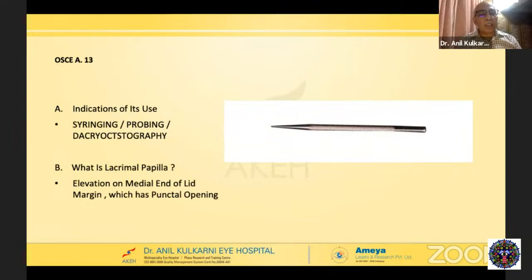The indication is for syringing, probing, or dacryocystography. What is lacrimal papilla? It is the elevation on medial end of the lid margin where the punctal opening is situated.